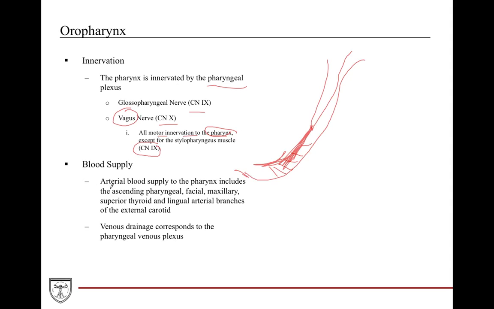And then the blood supply to the oropharynx includes the ascending pharyngeal, facial, maxillary, superior thyroid, and lingual artery branches from the ECA. And of course, venous always parallels.